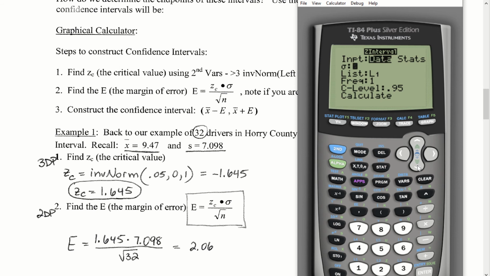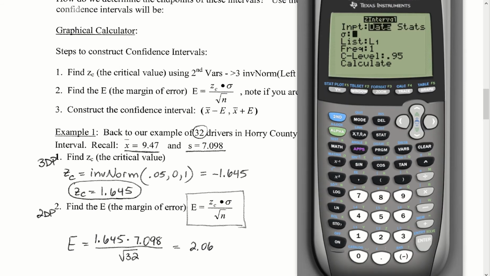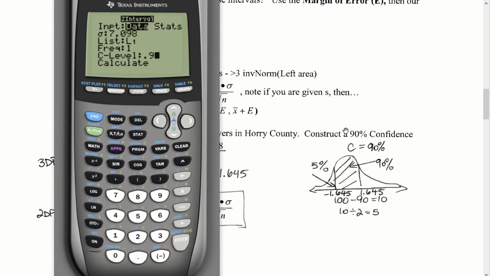We know from our calculation, either by doing a one variable stat or looking at what they told us in the notes, that standard deviation was 7.098. We're going to use the list L1, that's where our data was stored. We only entered each value one time, so you always want the frequency to show up as 1 in your Z interval command. And then the last thing they're going to ask us for is what level of confidence we want to construct our interval for. For this particular example, when we were doing example 1, we were constructing a 90% confidence interval. So the C level as a decimal is going to be 0.90.